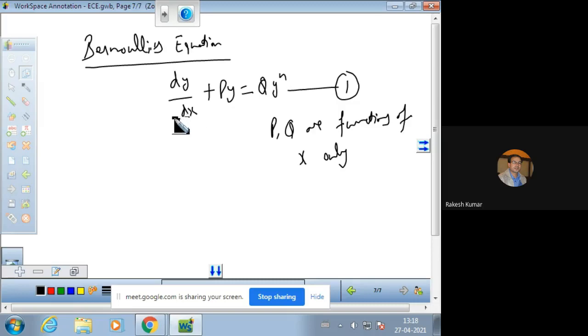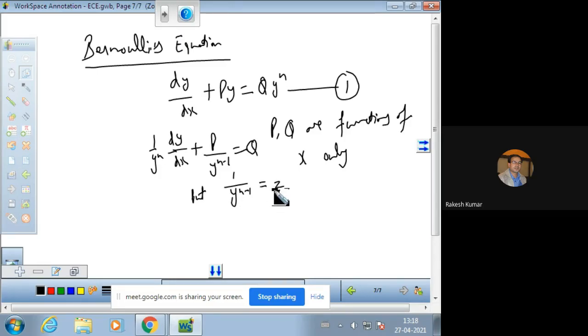So linear form में convert करने के लिए, dividing this equation by y raised to power n, you will have 1 by y raised to power n dy by dx plus P upon y raised to power n minus 1 is equal to Q. Now you will put 1 upon y raised to power n minus 1 equal to another variable z, and it can be written as y raised to power 1 minus n is equal to z.